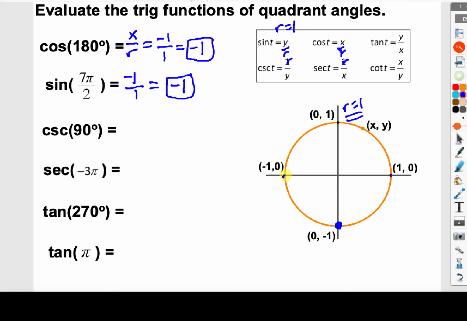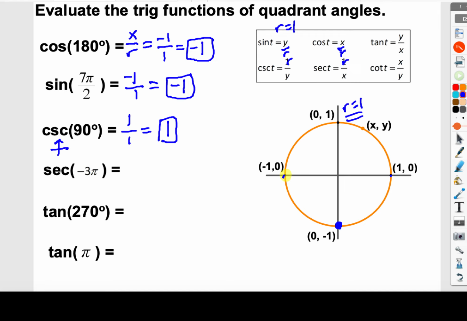Cosecant at 90 degrees, we're looking up top here. So we're looking at 0, 1. It wouldn't be a bad idea to draw that out, 0, 1. Cosecant is the reciprocal of the sine. That means we're r over the y value. Remember our y value up top there would have been 1. So that also is going to be 1 over 1. Cosecant at 90 degrees will have a value of 1.